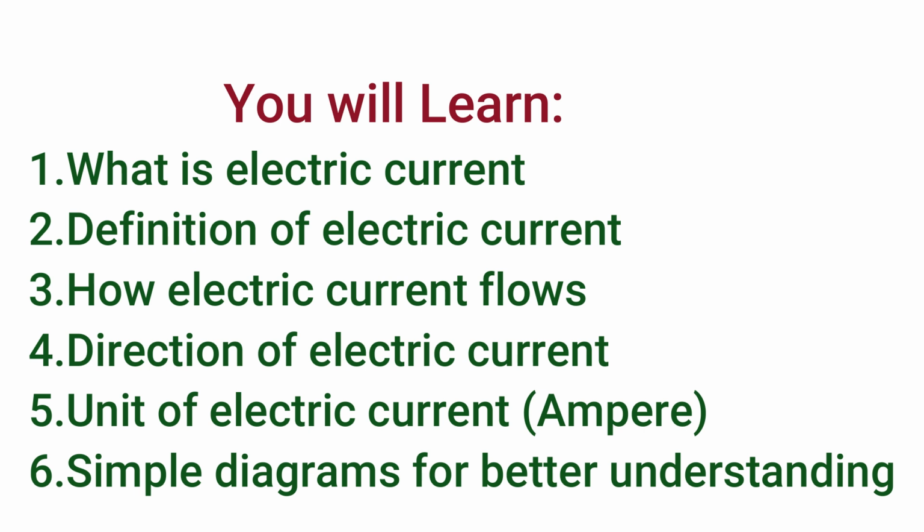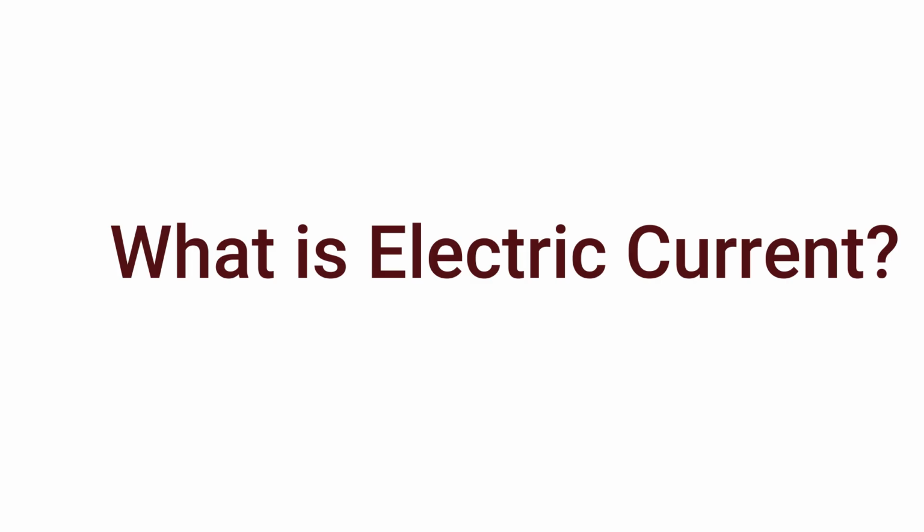So, let's get started. Firstly, we'll see the introduction with daily life example. Electricity is part of our everyday life. We use electricity to switch on lights, run fans, charge mobile phones, and operate machines. But have you ever thought how electricity flows inside a wire? The answer is electric current. Let us understand what is electric current in a very simple way.